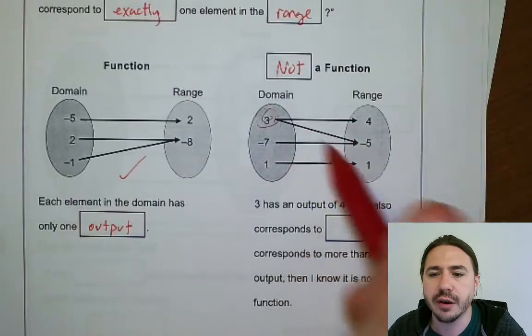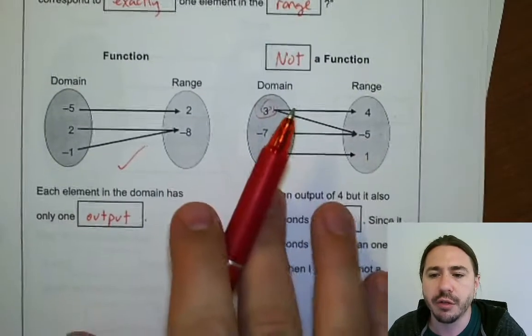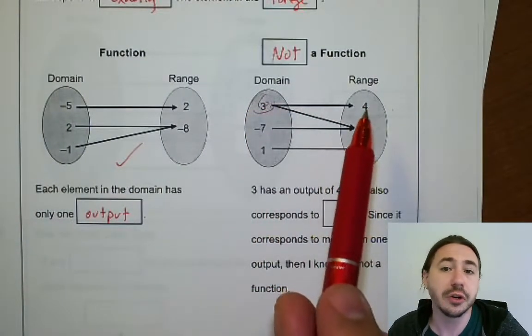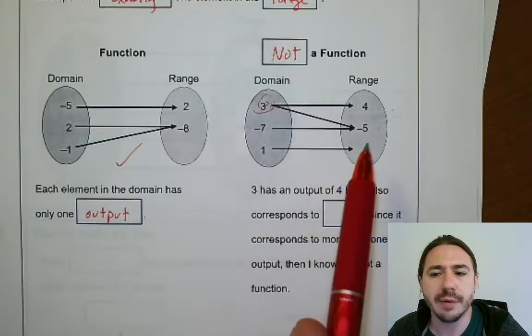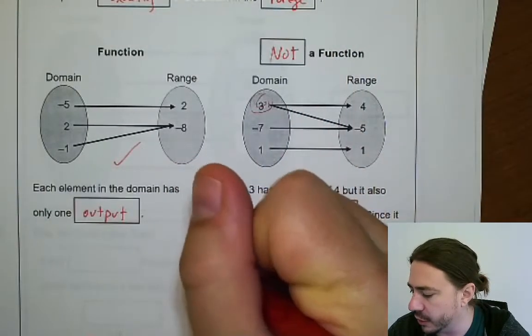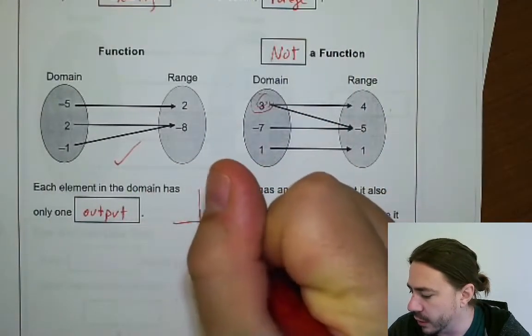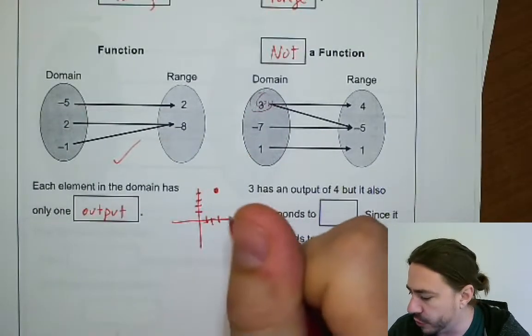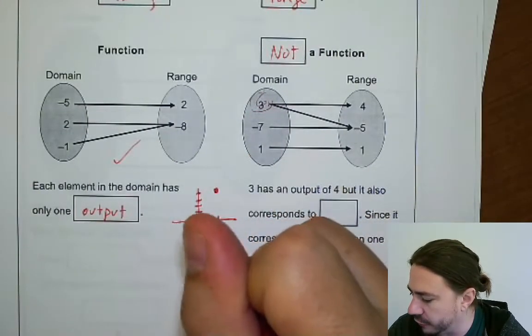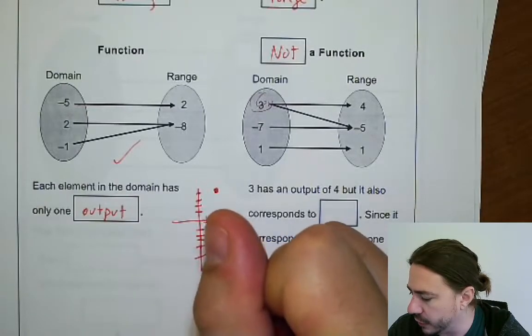You've got 2 different arrows coming out from number 3. 3 has an output of 4, meaning there's a coordinate on the graph (3, 4), but there's also a coordinate (3, -5). If I try to envision that real quick, here's (3, 4), and then (3, -5) would be somewhere down here.